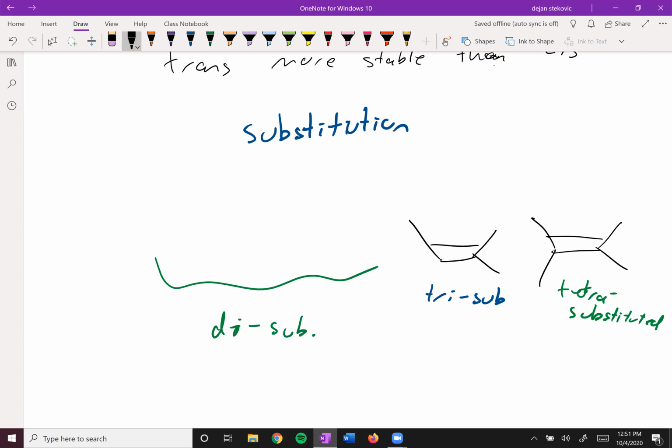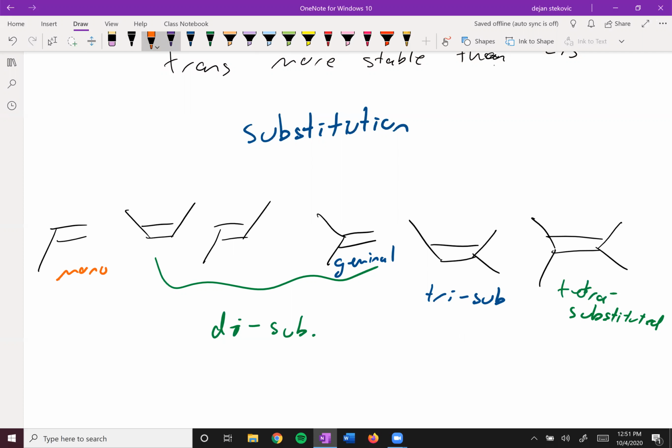As we said previously, the trans is going to be more stable than the cis, but actually more stable than either one of these is the geminal. And that's when we have both of our substituents on the same side. A little bit not what you would expect, but that's what's shown experimentally. And then finally, the monosubstituted is the least stable. And so again, when we go from left to right here, we get more stable.